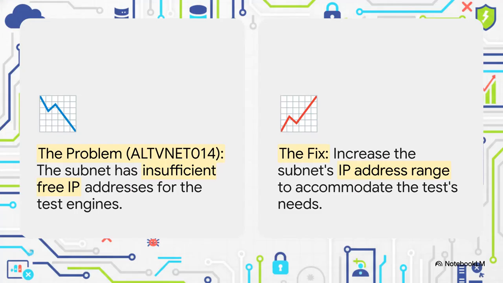ALTVNET 014 is a perfect example. It's just simple math. Every single test engine needs its own private IP address. So if your test is going to spin up, say, 10 engines, but your subnet only has 5 free IPs, well, it's not going to work. The fix is exactly what you'd expect. Just expand the subnet's address range to give it more room to breathe.